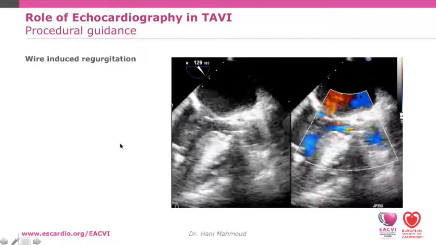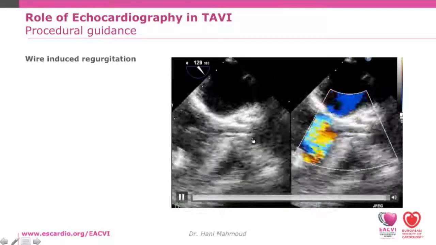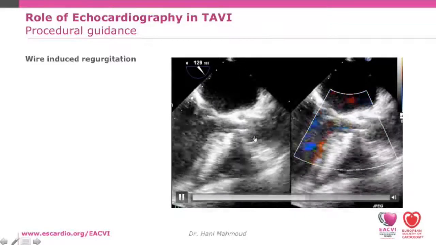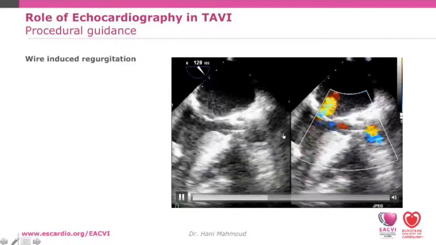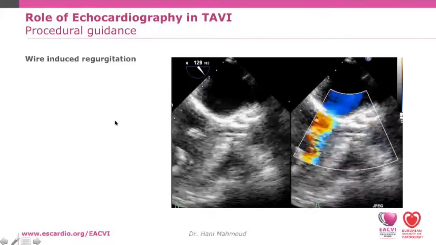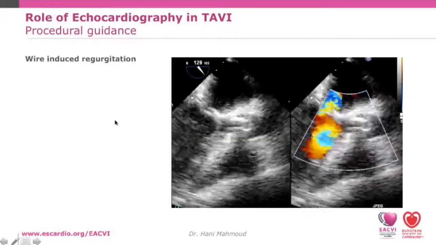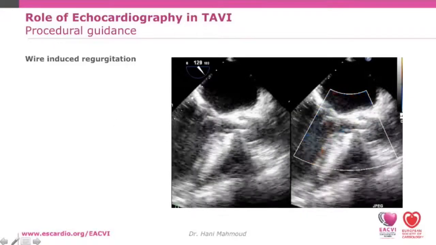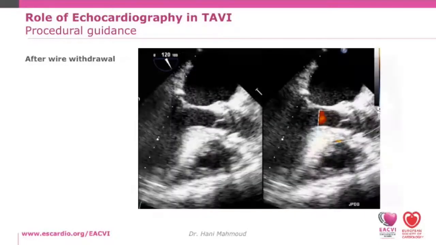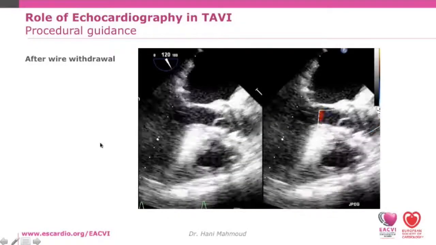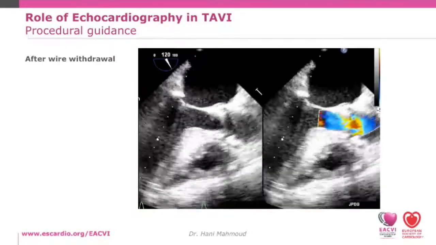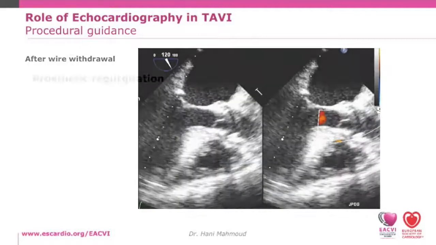There is something called wire-induced regurgitation. Sometimes the wire will push and impinge on one of the cusps and keep it open. In that case, you will have a very significant central regurgitation. If you notice that, just some motion of the wire might put the wire in one of the commissures, and in that case, the regurgitation will disappear. And if you are really sure, you can withdraw the wire, pull out the wire, and the regurgitation disappears. Like in that case, this is the same patient as in the previous slide after taking the wire out.